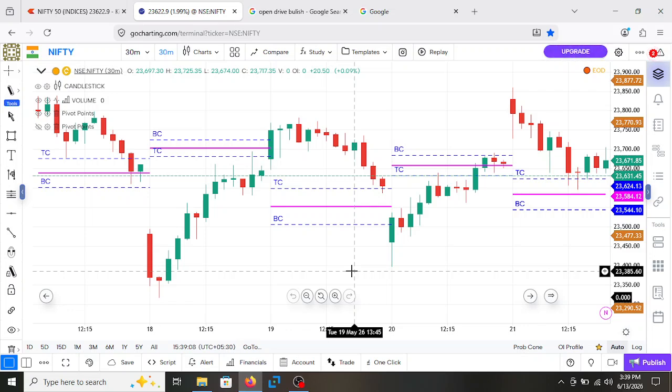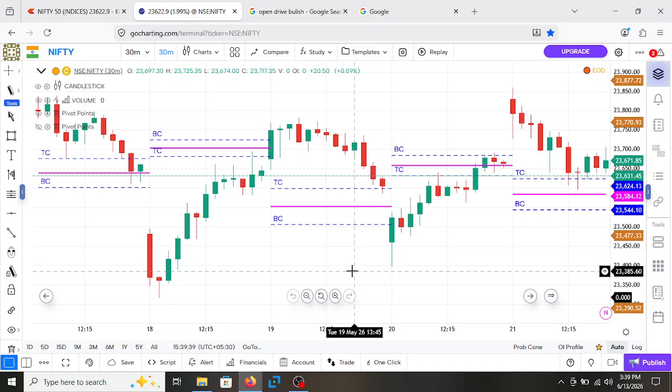So the different types of open types are open drive, open test drive, open rejected reverse, open auction outside range, and open auction inside range, and depending upon the price direction it could be a bearish drive or a bullish drive. So today we will look at open drive bullish and open test drive.